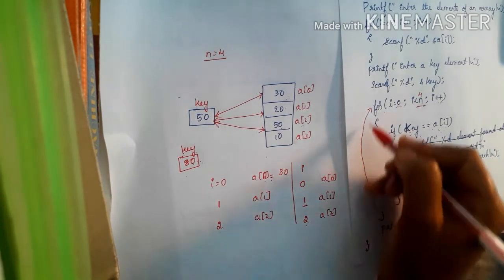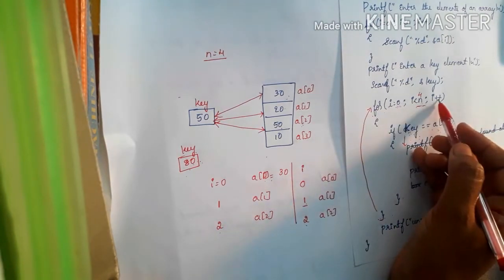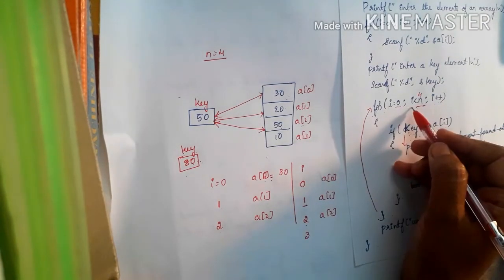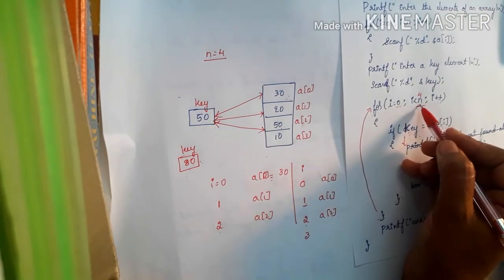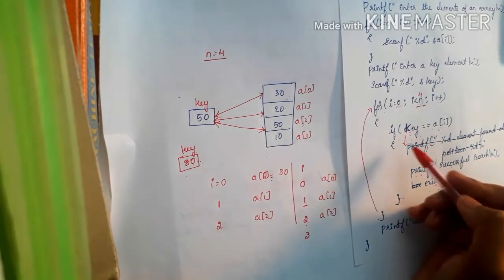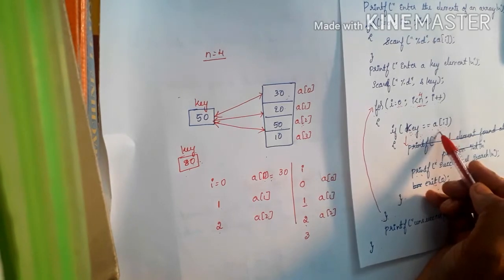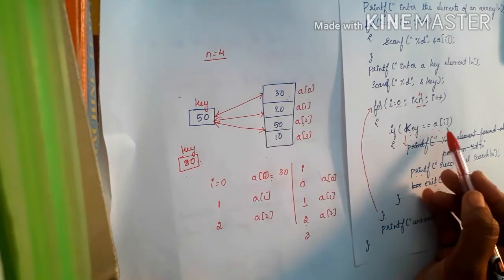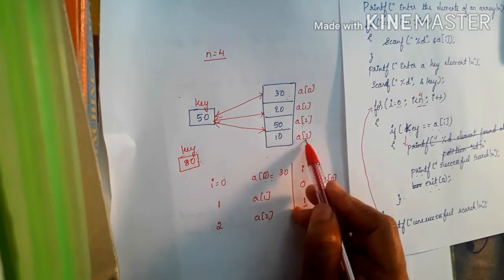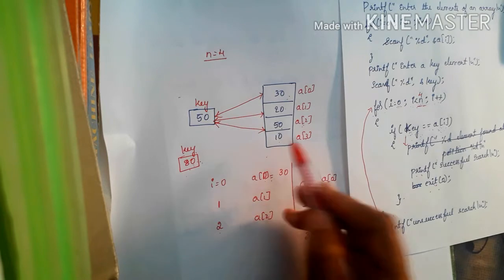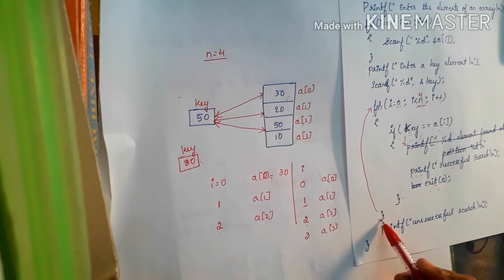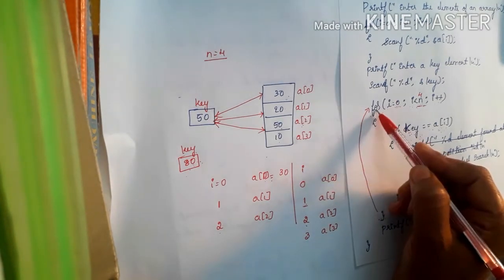Then end for means control returns back to for loop. Then updation, I is incremented by 1 means I becomes 3. Then condition, is I less than 4? I value is 3. Is 3 less than 4? Yes. Next, compare key with A of I. Key is 80. 80 is equal to A of I means A of 3. Is 80 equal to A of 3, that is 10? No. If this condition is false, control moves out of if.